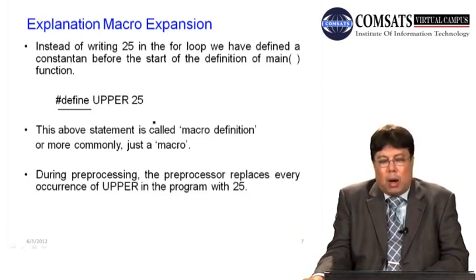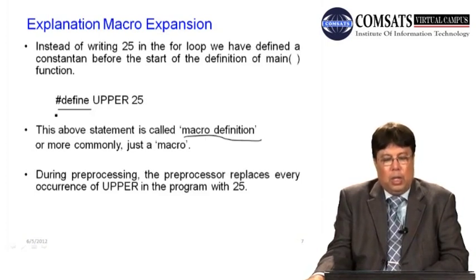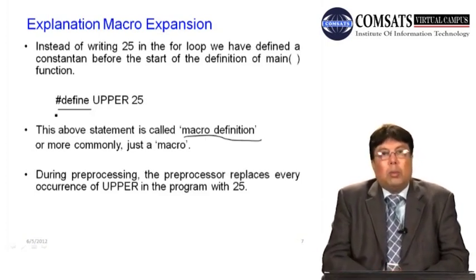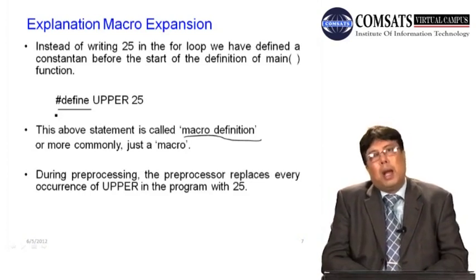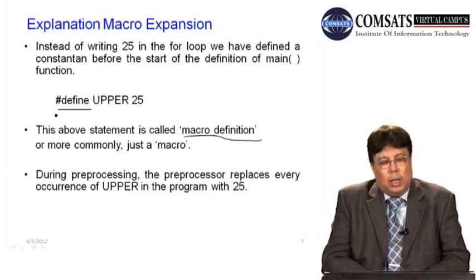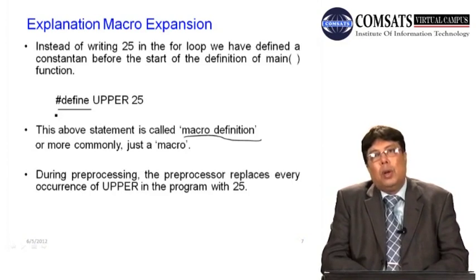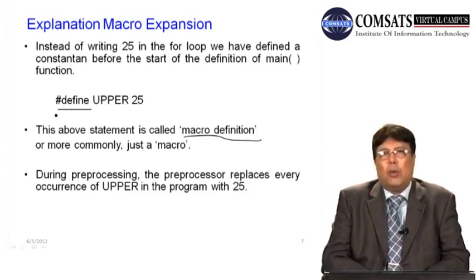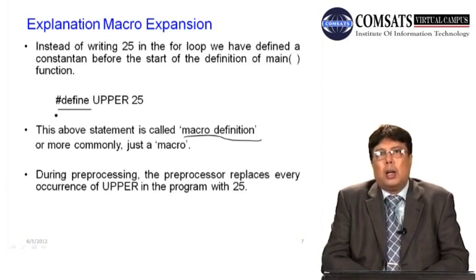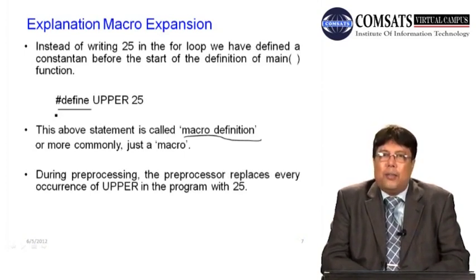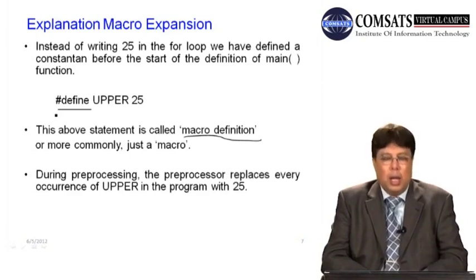The above statement is called a macro definition. This is called a macro definition, or more commonly we can call it a macro. So whatever we do with the define directive is basically defining our macros. We are defining macros to facilitate providing different types of data that we want to pass on to the compiler.